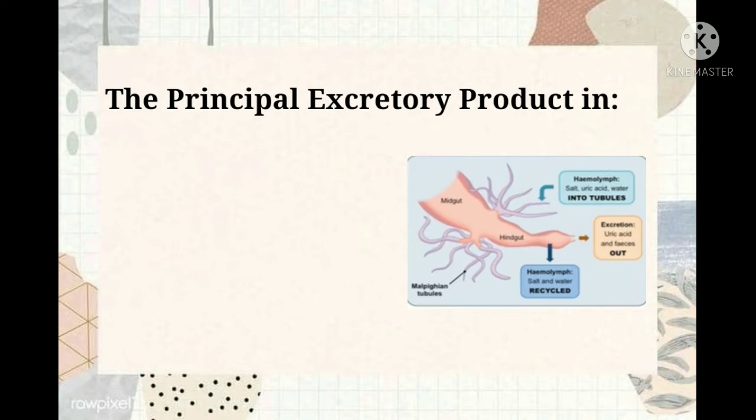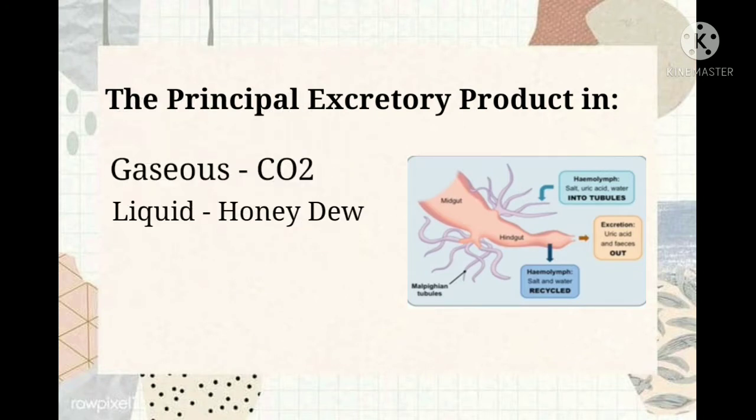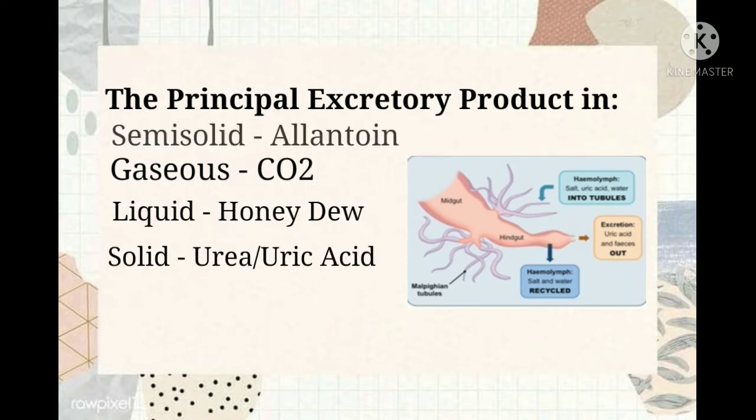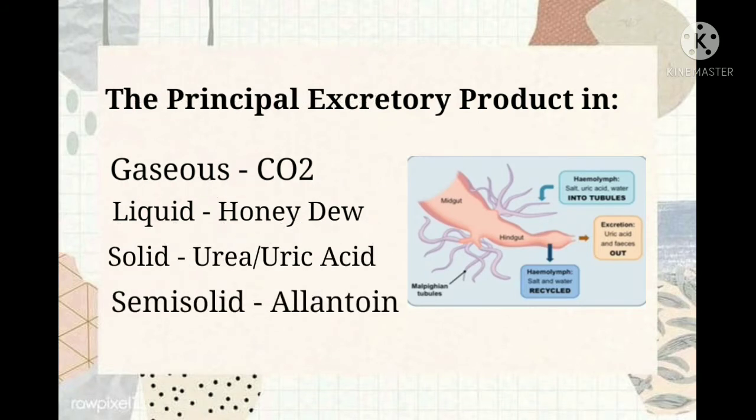Thus, the principal excretory product in gaseous form is CO2 or carbon dioxide, in liquid form is honeydew, in solid form is urea or uric acid, and in semi-solid form is allantoin.